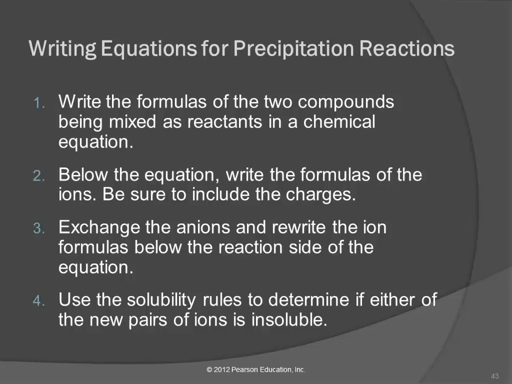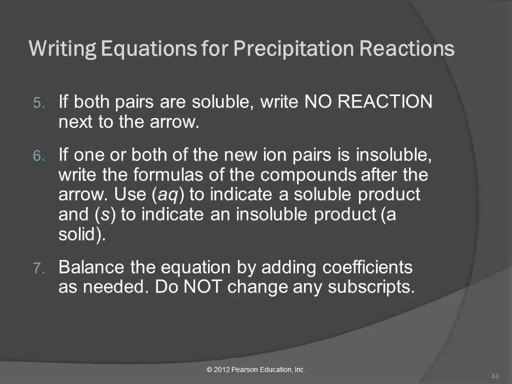And if these two really hit it off, if they're insoluble, then that's your solid. So we'll exchange the ions and rewrite the formulas above that, and I'll do some examples. Then you use the solubility rules to see if either of those new pairs of ions is insoluble. If one of those is insoluble, you have a solid. If they're both soluble, if they're both going to be aqueous, then you can stop and just write NR, and you don't have to balance it or anything. Oh, yeah, if both pairs are soluble, right, no reaction. I really cannot see into the future, but sometimes it appears that way.